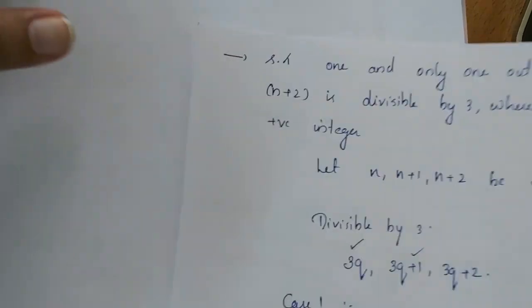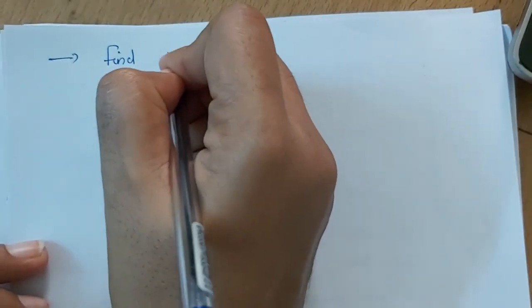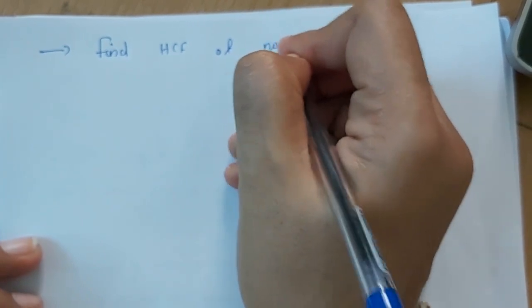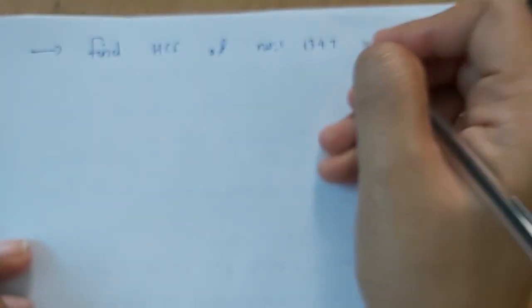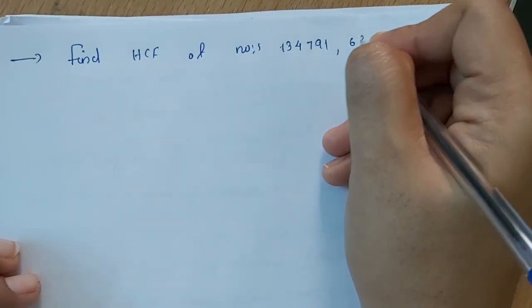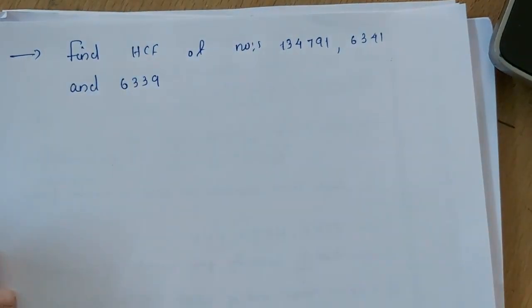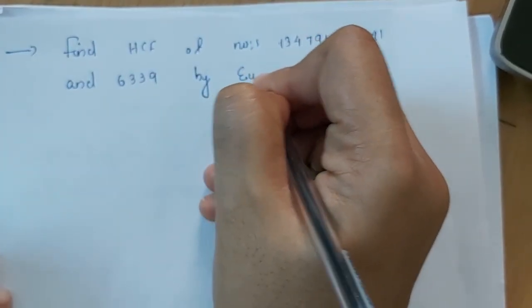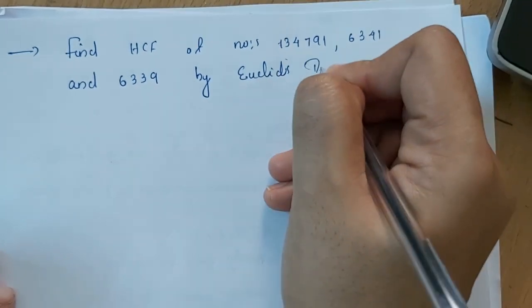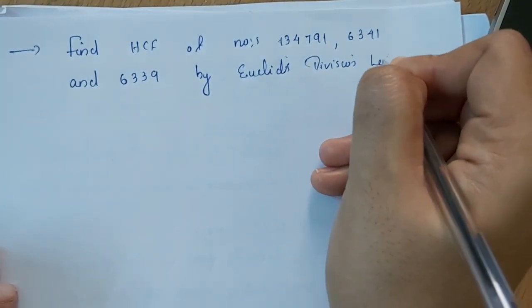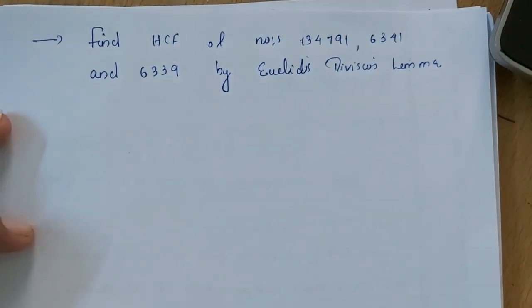Let's go to another question. Find HCF of numbers 134791, 6341 and 6339 by Euclid's division lemma. Here three numbers are given.